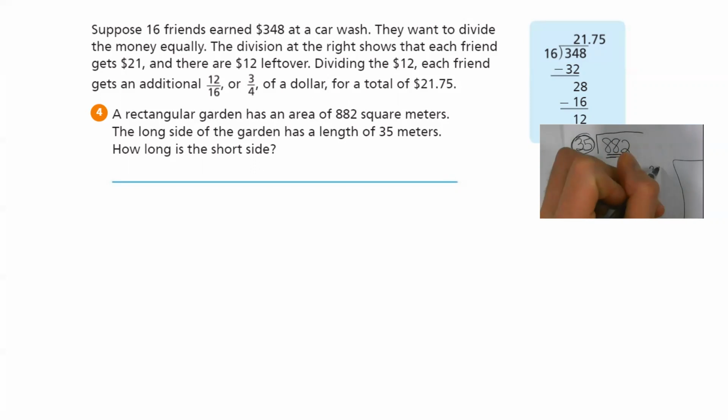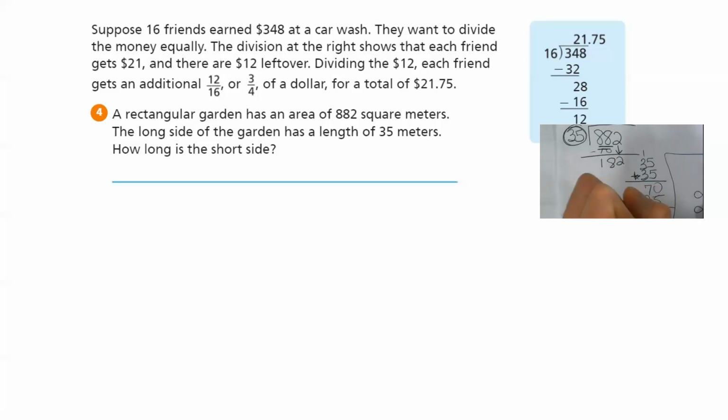Because 2 35s, remember 35 times 2 is the same thing as 35 plus 35. 2 35s is 70. We can't take away another 35. That would be 105. So we know that we're going to take away 2, which is 70. That means there's 18 left over. Now we're going to bring down the 2.